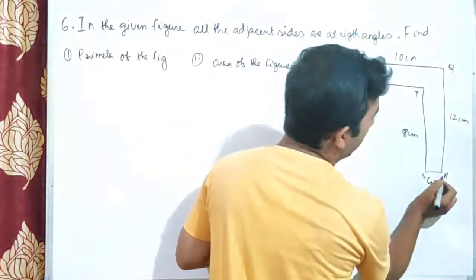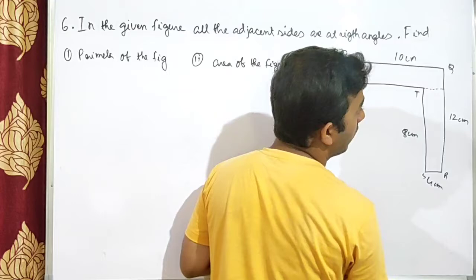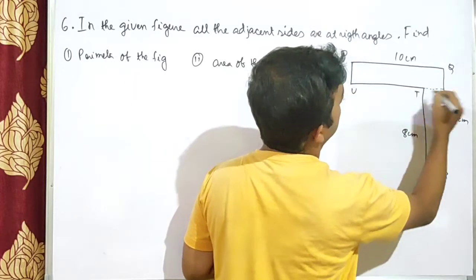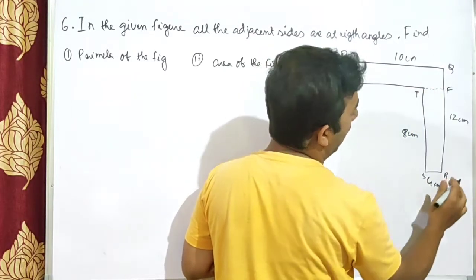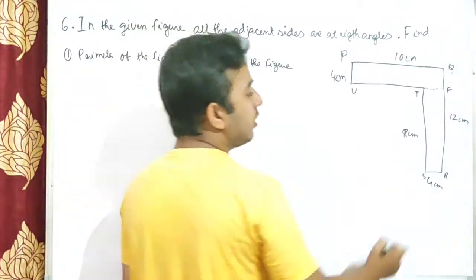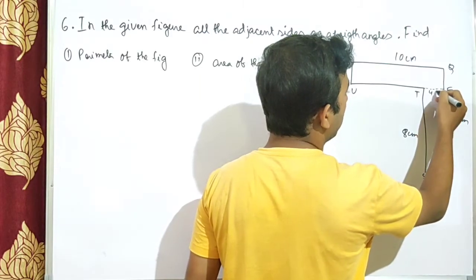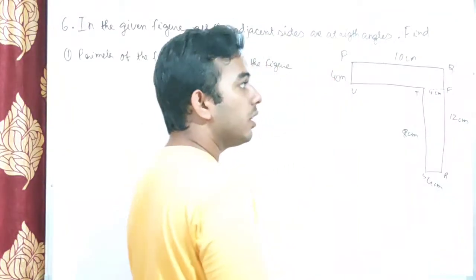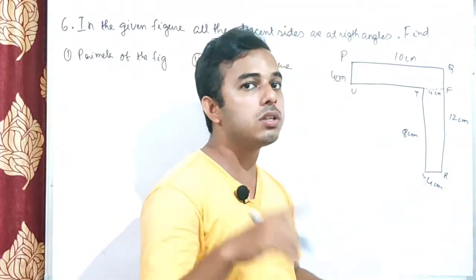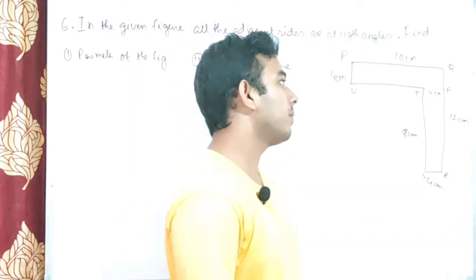Look, suppose I draw one line here. Now the length of this will be one rectangle, suppose TFRS. TFRS is one rectangle, isn't it? So the length of SR will be the length of TF. So this part is 4 centimeter. Clear? Because opposite sides of a rectangle are the same.